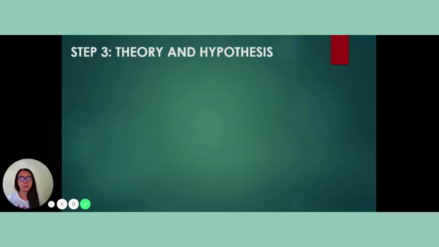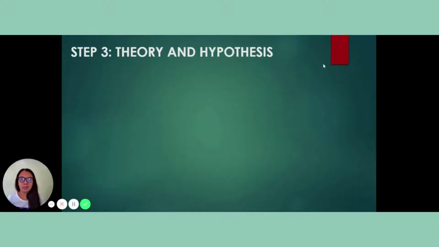So we're done with the first step, which is choosing the research problem. And then step two is choosing the research design and methodology. Now we are on step three. This is on theory and hypothesis. Research is usually done to test a certain theory or a certain hypothesis. Some might think that a theory and a hypothesis are the same, but they're actually two different things.